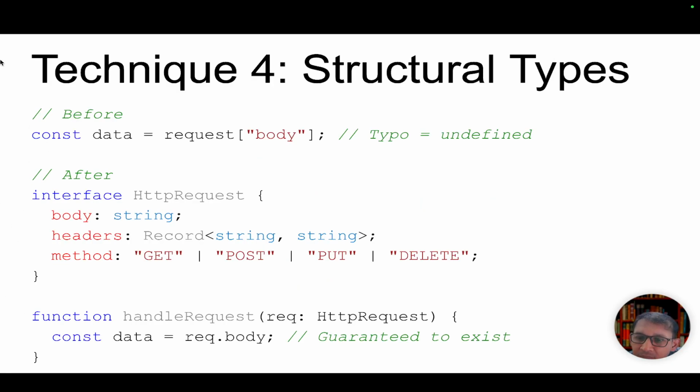Technique 4 is structural types. This is perfect for TypeScript projects. Instead of writing request.body where a typo results in undefined, define an interface that describes your HTTP request structure. Now, request.body is guaranteed to exist by the compiler, and you'll get all the IDE benefits that come with strong typing.